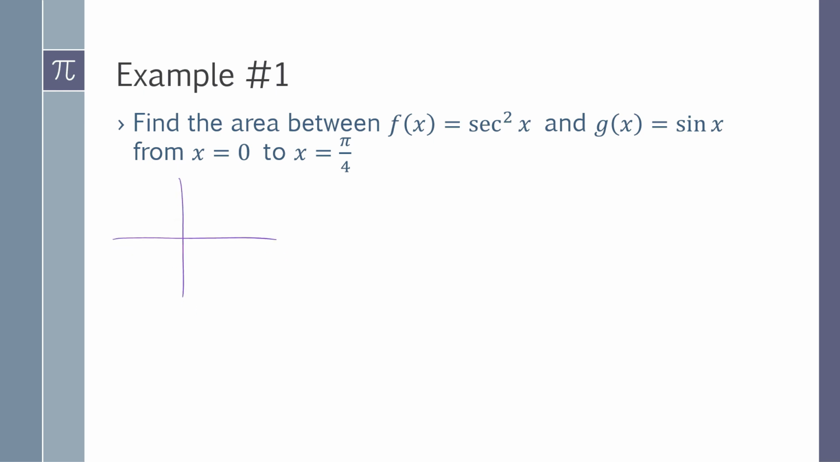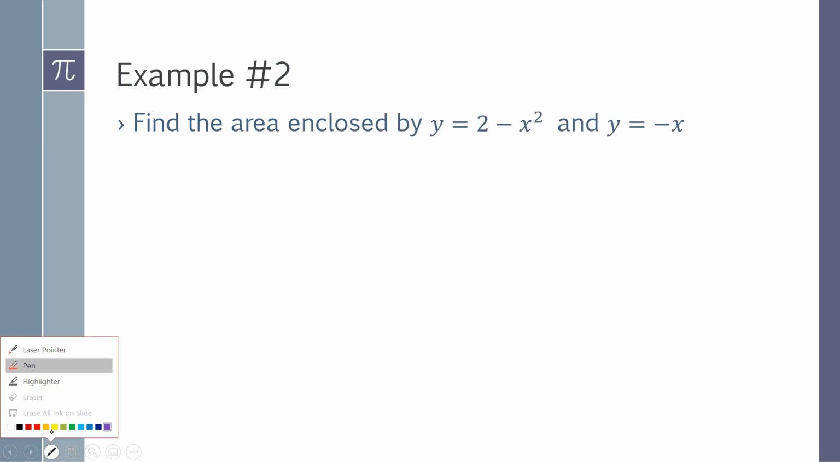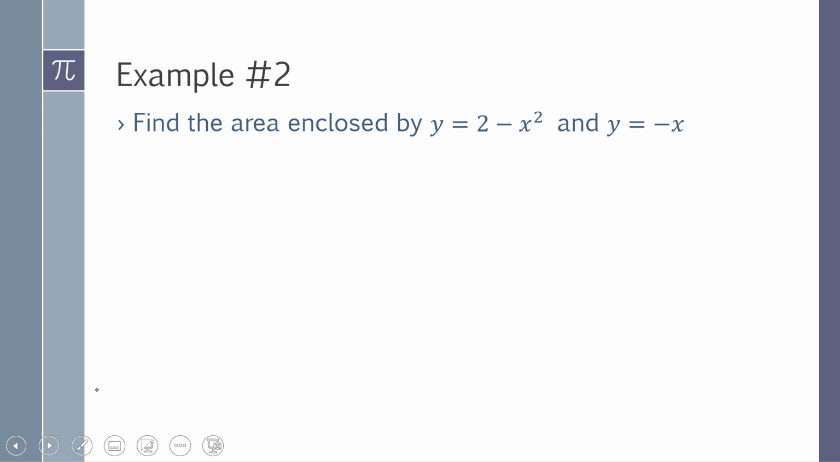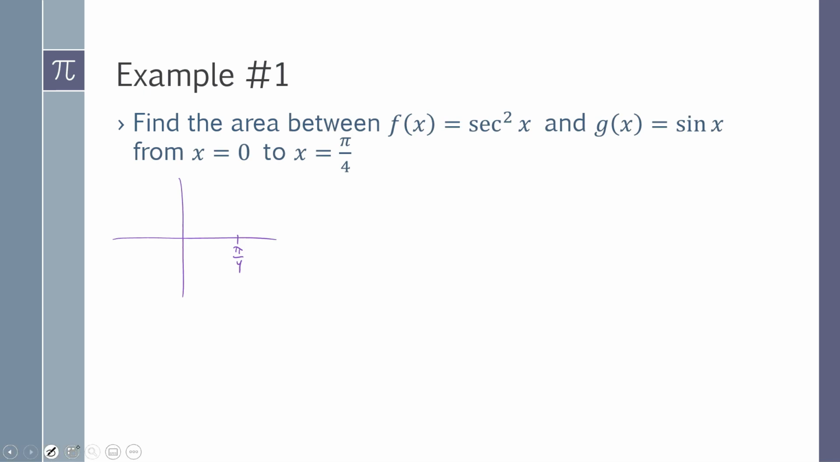So I have my x and y axis. I'm going from 0 to pi over 4. Sine is a little bit easier for me. I know the sine of x at 0 is at the origin, and at pi over 4 is at rad 2 over 2, which is about 0.7, and curves up like this. So this is my g of x equals sine of x.